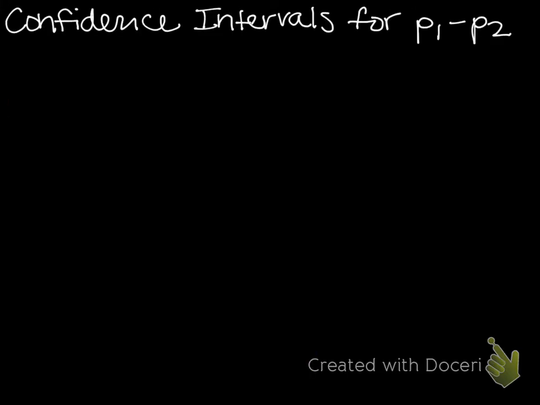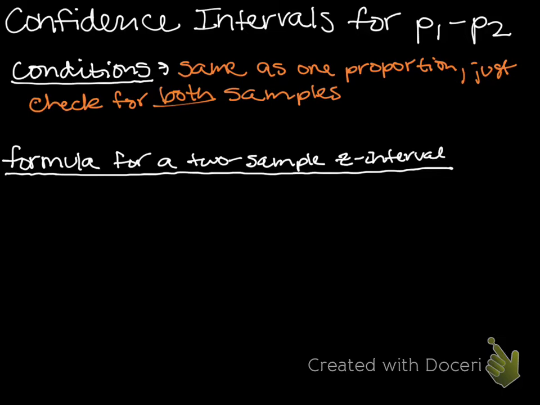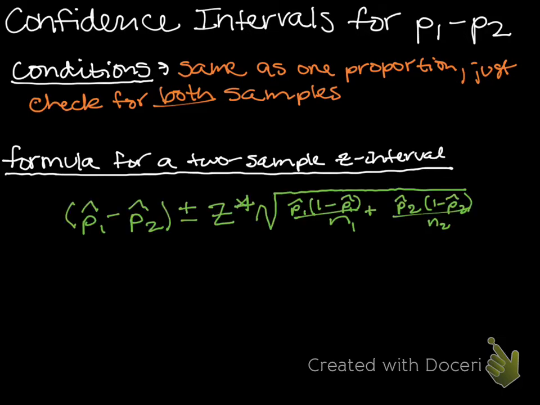All right, confidence intervals for P1 minus P2. The conditions are the same as one proportion. You just have to check the conditions for both samples, so you have to double it. The formula for a two-sample Z interval is (P hat 1 minus P hat 2) plus or minus Z star times the square root of P hat 1 times 1 minus P hat 1 over N1, plus P hat 2 times 1 minus P hat 2 over N2.